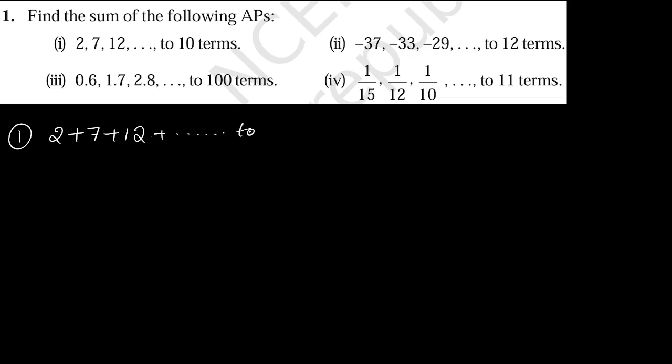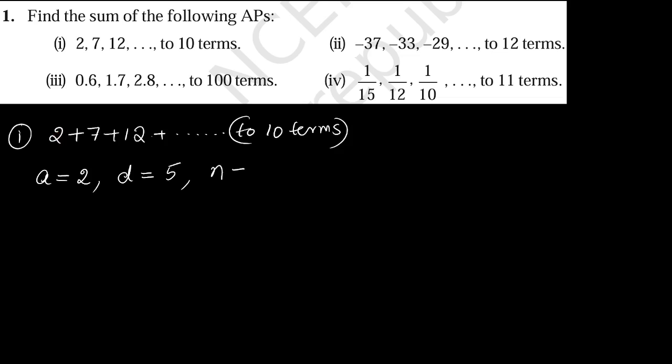All these terms to be added. How many terms to be added? 10 terms to be added. The first 10 terms to be added. That is our question. 2 plus 7 plus 12 plus etc. to 10 terms. So the number of terms is 10 here, right? Let me write the important terms here. The first term is what? The first term is 2. Let me write it first. Common difference, it is 5. If you don't understand, you can ask me. The common difference is 5 because 7 minus 2, 7 minus 2 is 5.